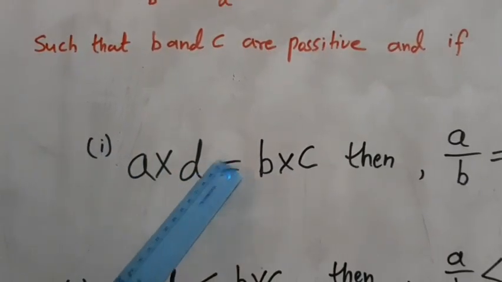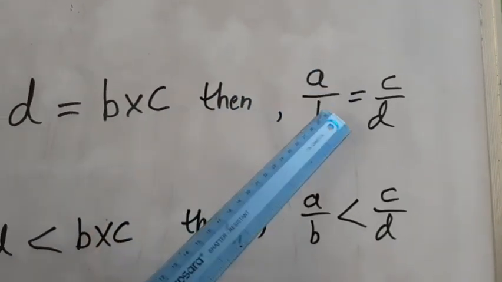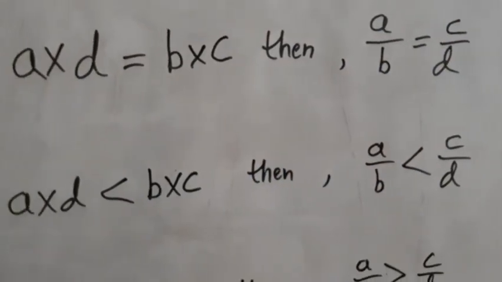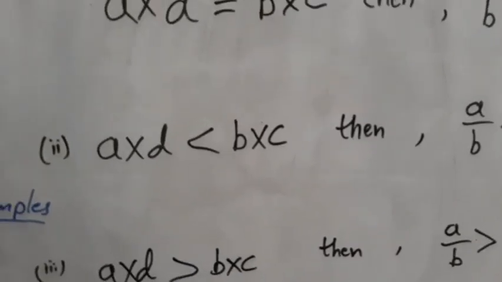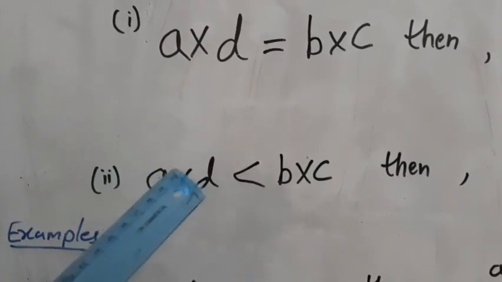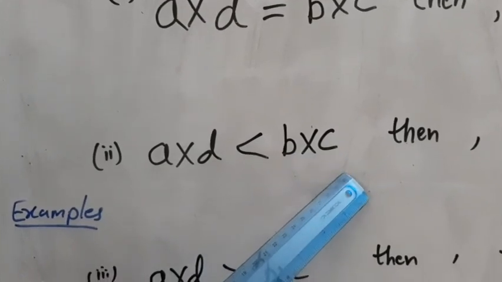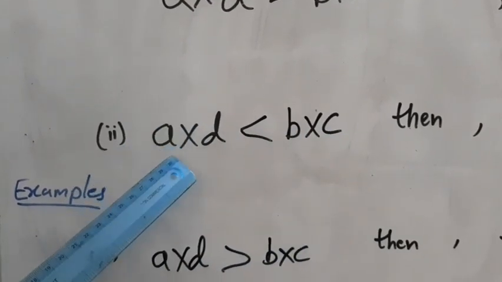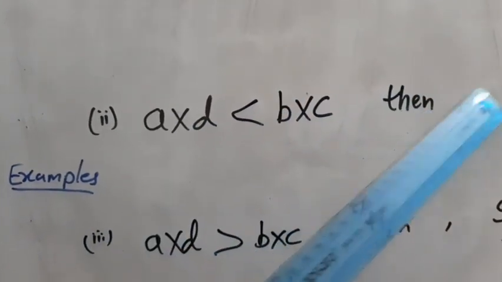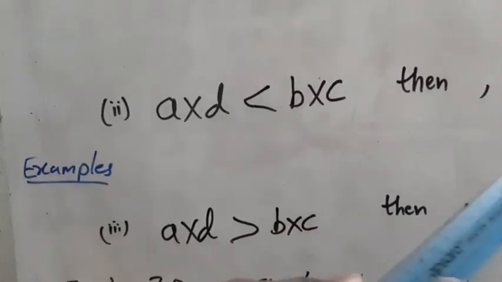If A into D equals B into C, then you can say A upon B equals C upon D. Here we are comparing the two fractions. Now we consider the second condition, children. Suppose A into D is less than B into C. The product of the end numbers is less than the product of the middle numbers. Then you can say A upon B is less than C upon D.